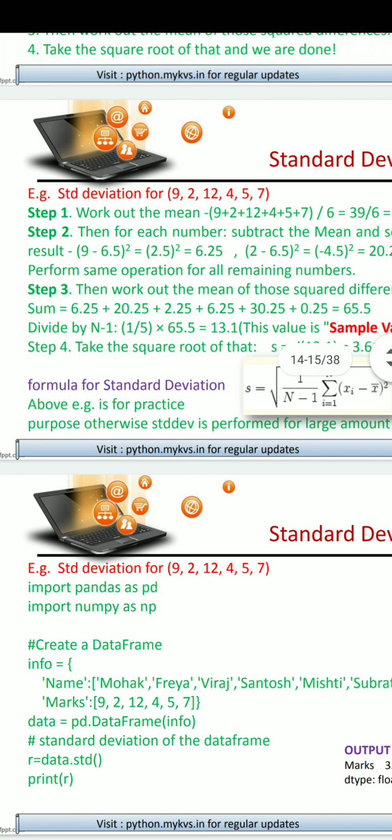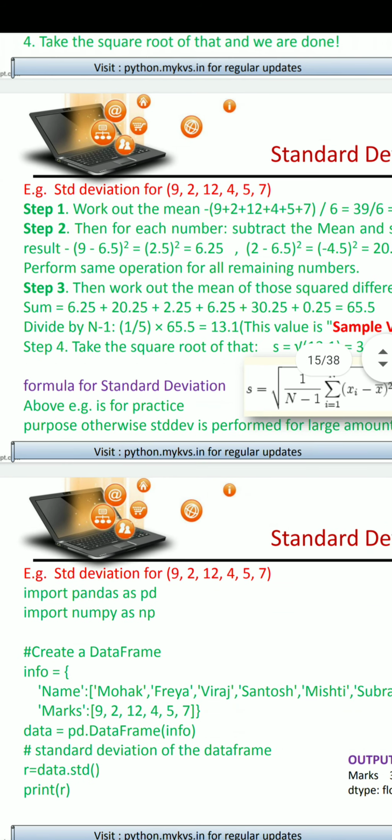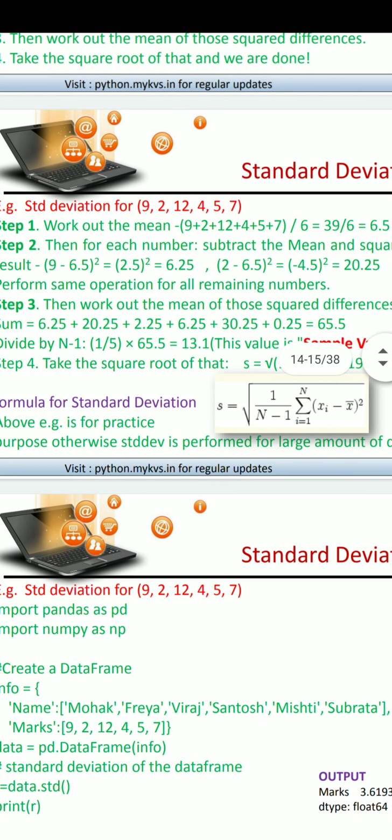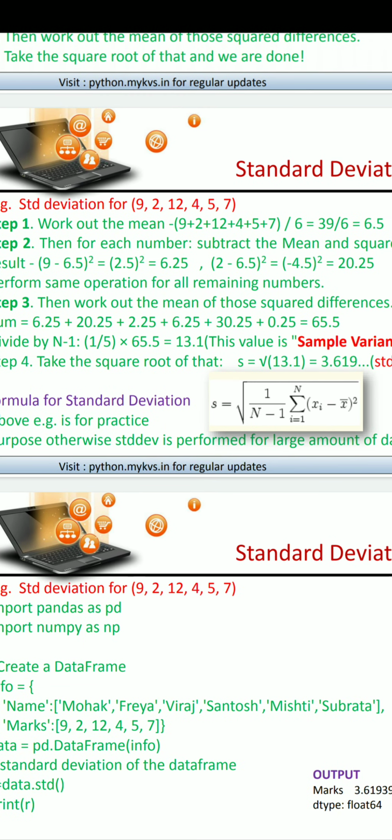How can we do it? Work out the mean: 9 plus 2 plus 12 plus 4 plus 5 plus 7. Whatever the result, that result is 39. 9 plus 2 is 11, then 23, 27, and 32 and 7, 39, divided by 6. So the mean of these numbers is 6.5, but 6.5 is not the standard difference between all these values. Okay, this one is the mean only.